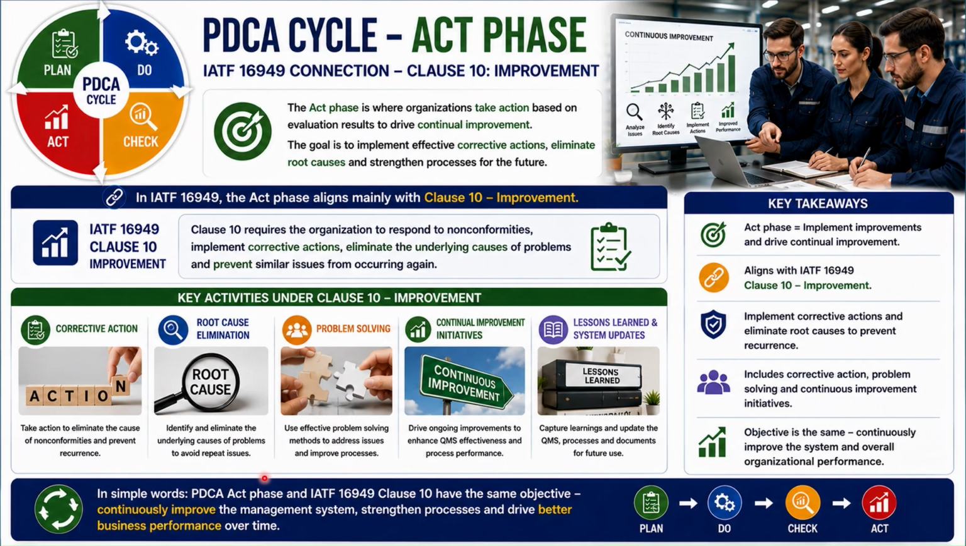In simple terms, both the PDCA ACT phase and IATF 16949 Clause 10 share the same objective: continually improving the management system, strengthening organizational processes, and driving better business performance over time. And once these improvements are standardized, the cycle begins again with a new plan, making PDCA a continuous journey rather than a one-time activity.